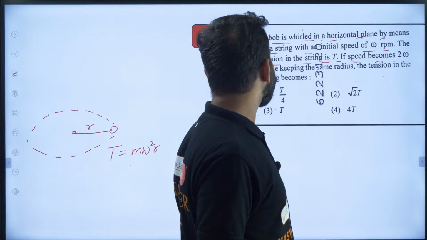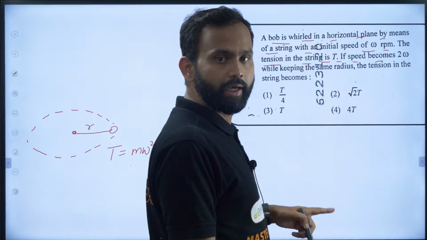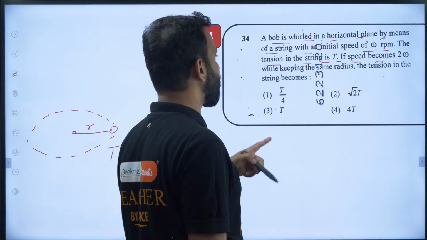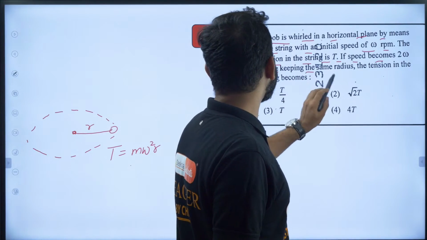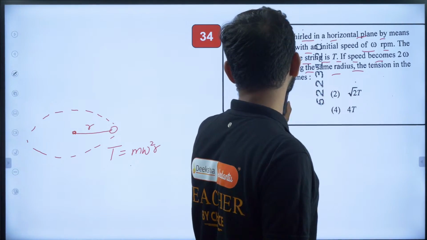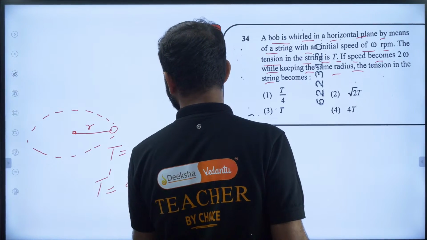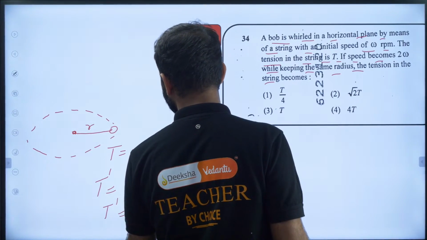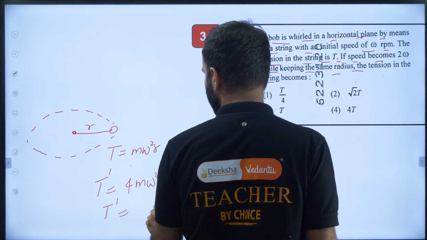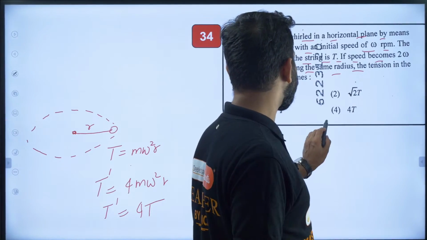If the angular speed becomes 2 omega while keeping the same radius, the tension in the string becomes, now T dash is equal to 4 m omega square R, right? Since m omega square R is T, this will be 4T. So the correct option is 4.